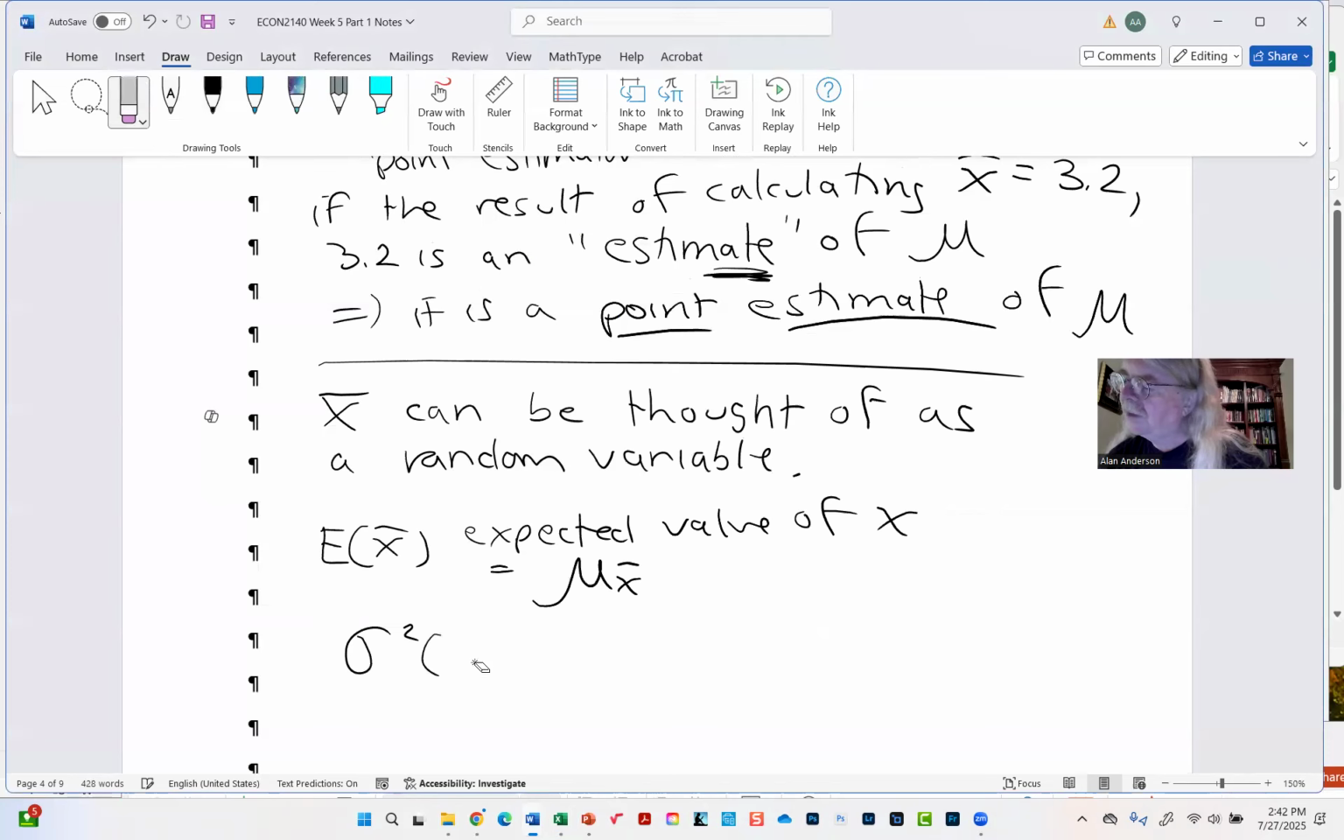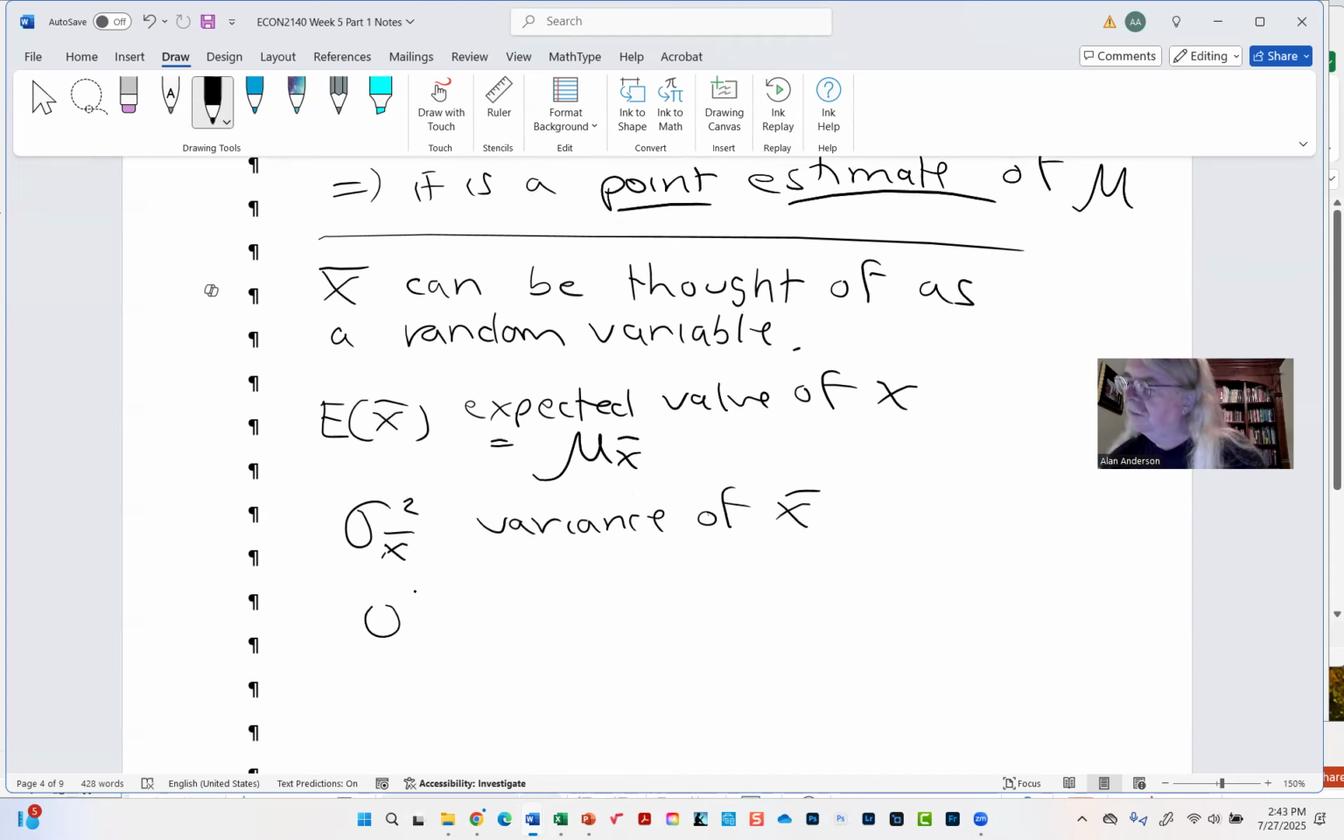The variance is usually written with a subscript to distinguish it from the population variance. And of course, that means that this is the standard deviation of X bar.